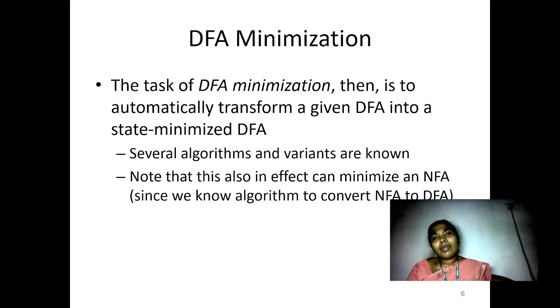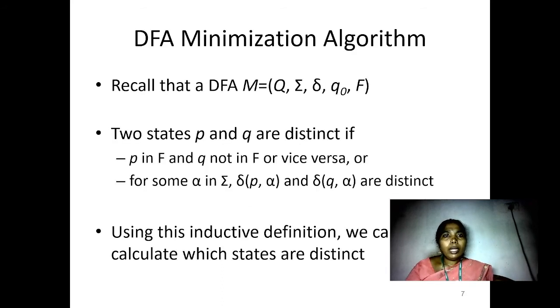So in our DFA minimization, we are supposed to find the equivalent states and the distinguishable states. The states which are equivalent will be combined as one. The distinguishable states will not be combined. Right? So let us see that a DFA M is equal to (Q, Sigma, delta, Q0, F). You all are familiar with this.